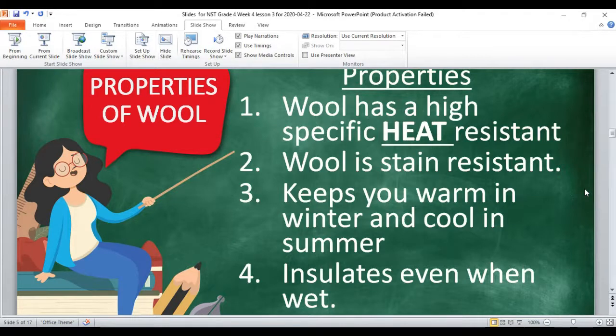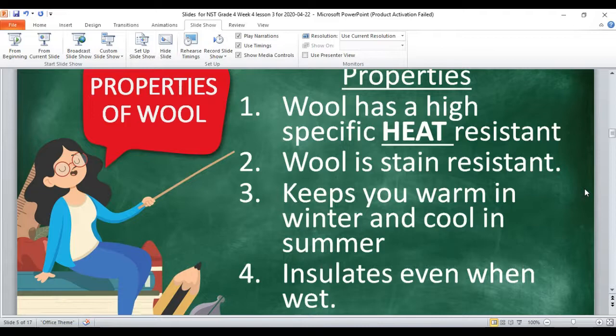Number three, it keeps you warm in winter and cool in summer. It keeps you warm in winter. This one is obvious because wool, as you see, is fluffy. Then it also can keep you cool in summer. It can insulate. It can insulate when it is wet, meaning it can prevent you from getting heated when you wet it. Those are the properties of wool.